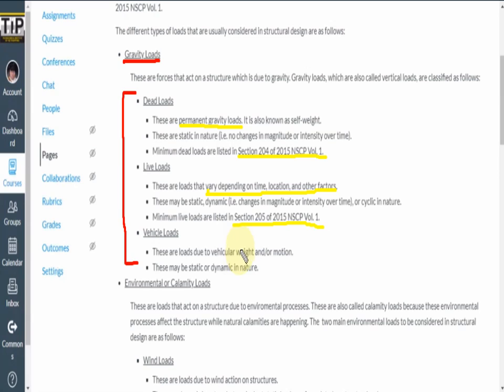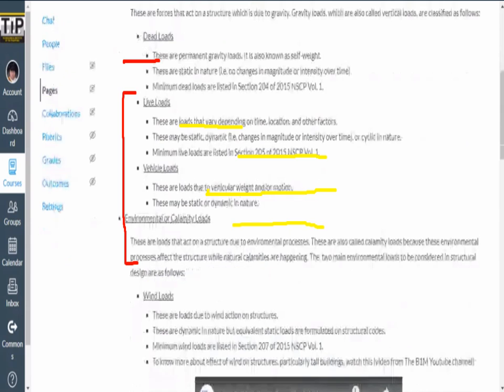Next, vehicle loads are due to vehicular weight and motion. So they are either static or dynamic in nature. Vehicle loads are not really in NSCP, but you can find them in other codes like the DPWH standards. Since we mainly use vehicle loads for bridges, although we also consider vehicle loads in parking buildings, it's the domain of NSCP Volume 1. Okay? So that would be all for the gravity loads.